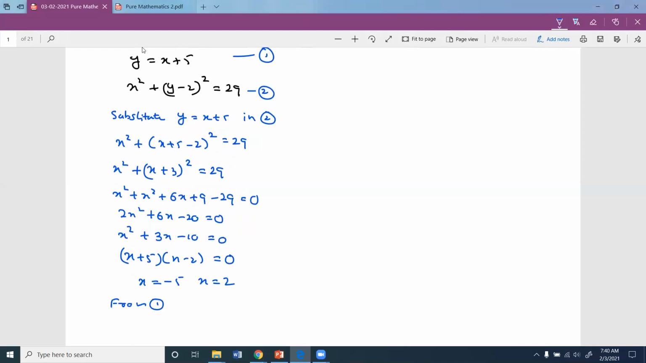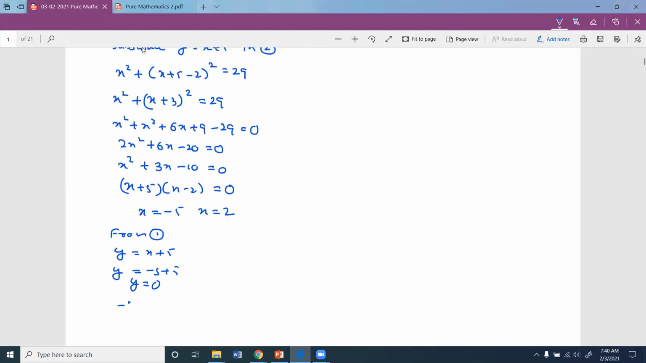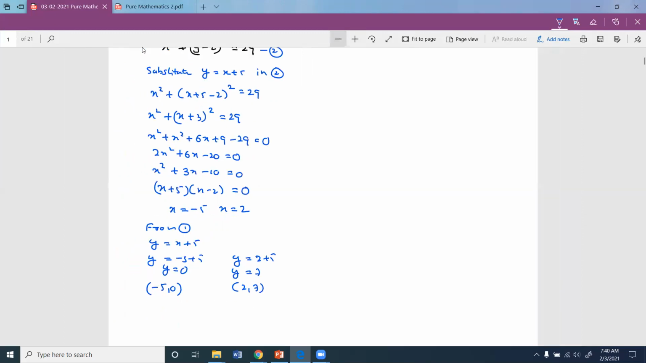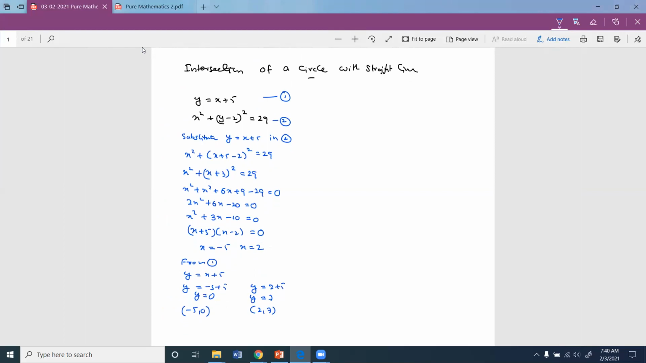From equation 1, y equals x plus 5. If you put in minus 5 plus 5, y equals 0. So from here you get minus 5, 0 as one coordinate, and the other one is y equals 2 plus 5, so y equals 7, which turns into (2, 7). That is how you find the intersection of the line y equals x plus 5 with the circle x squared plus (y minus 2) squared equals 29. That's a way of doing it.